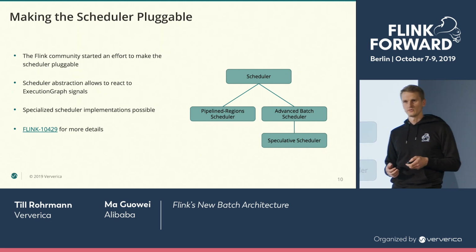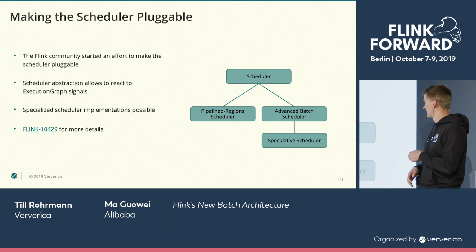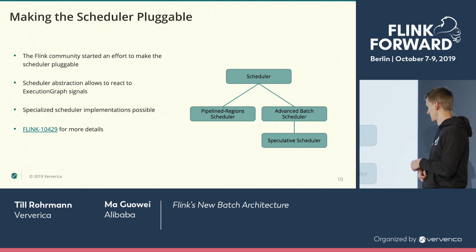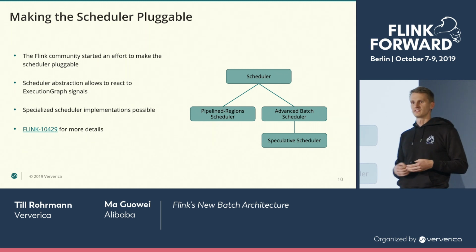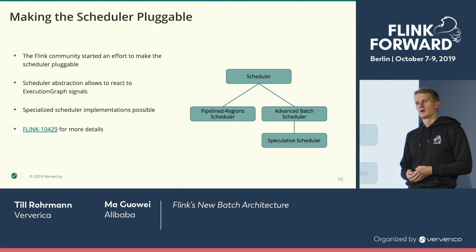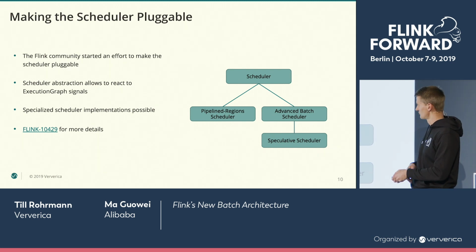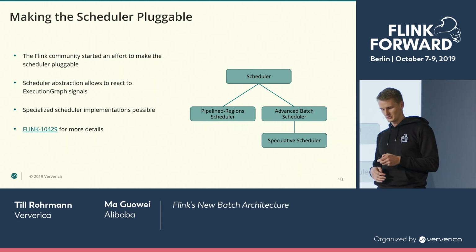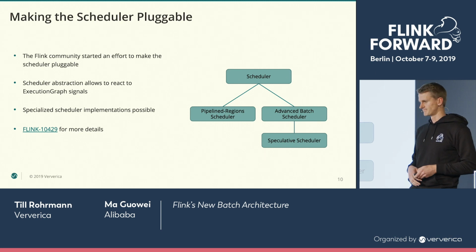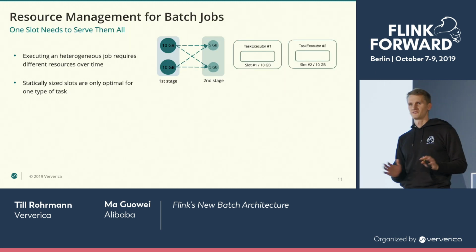But still, there might be cases where an advanced batch scheduler would work better, or other cases where, if you're facing a straggler problem, you might want to have a speculative execution scheduler. With the work we're currently doing, making the scheduler pluggable, this will become possible. And if you're interested in this topic, then please follow FLINK-10429. We hope to finish this work, making the scheduler pluggable, with the next release. All right, so much for the scheduling part.